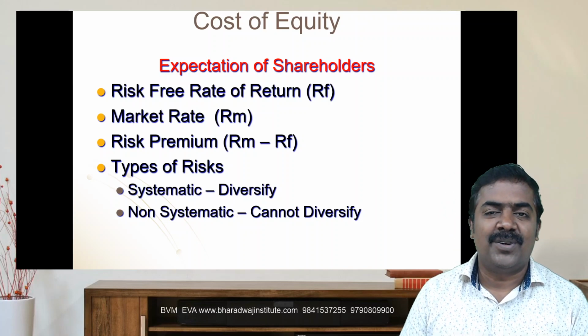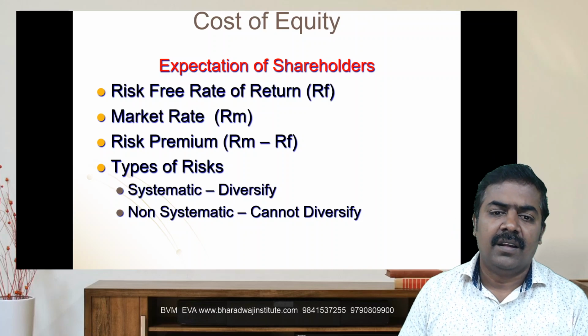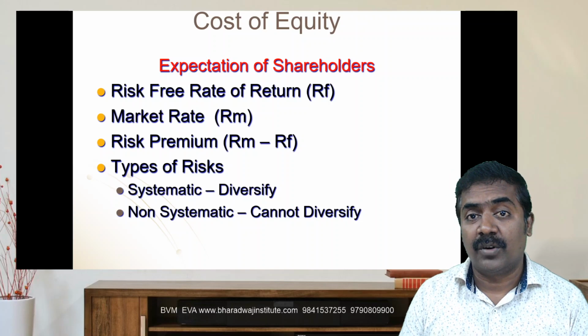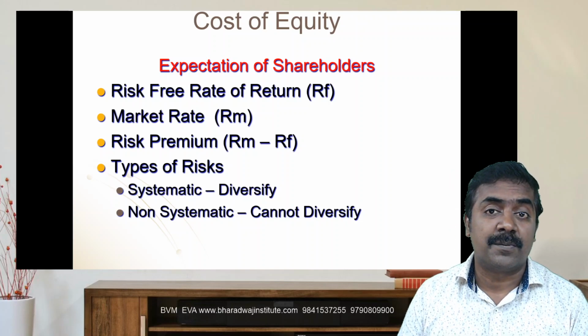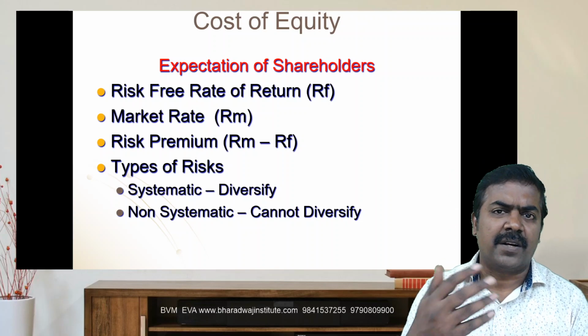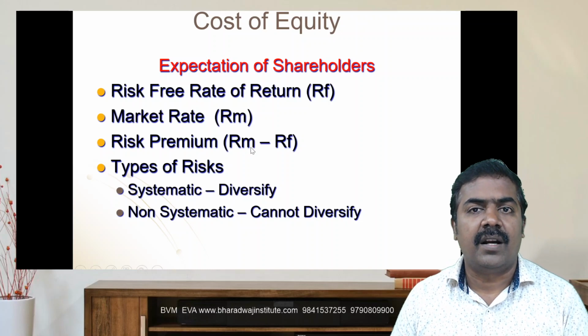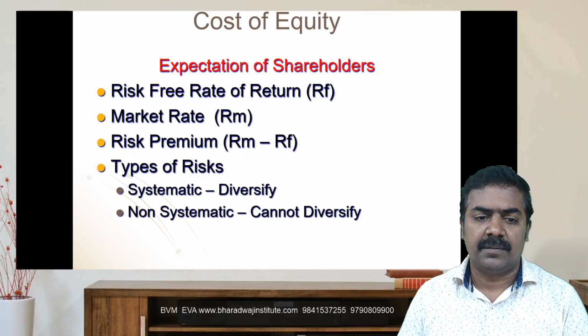So, if you just buy a government security, you may get 5%, 6% like that. If you go to the share market, you may get about 10 to 12%, but you are taking risk. Okay, that's why you are expecting more than that 6%. When you take risk, your expectation will be more. Okay, so risk premium is nothing but market rate of return minus risk-free rate of return.